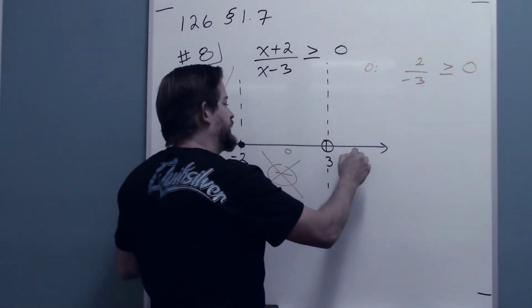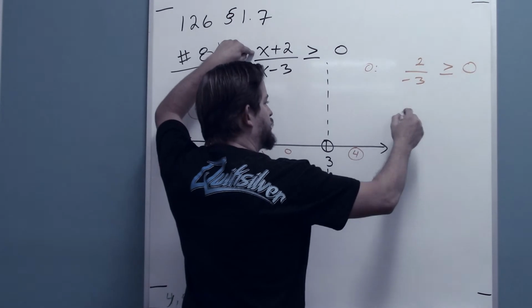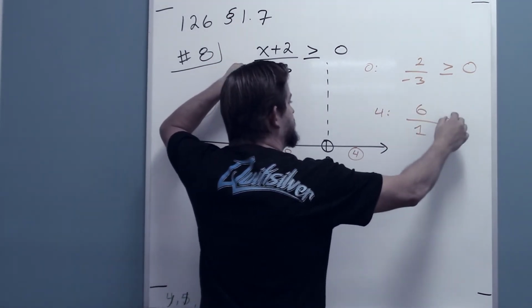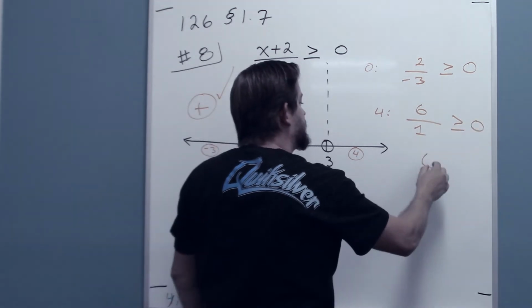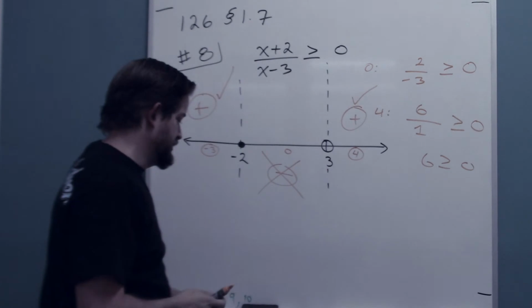I'll then check a number over here to the right of 3, like, say, 4. And if I plug 4 in, I get 4 plus 2 is 6. 4 minus 3 is 1. Is that greater than or equal to 0? Yes, 6 is greater than or equal to 0. And so that's part of the solution as well.